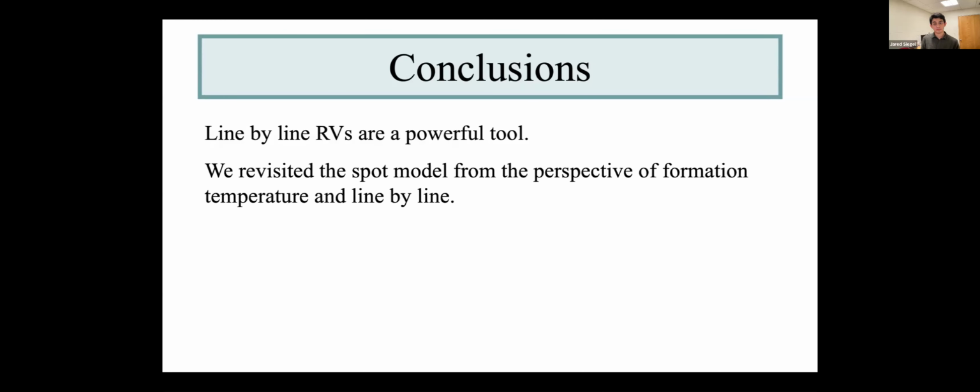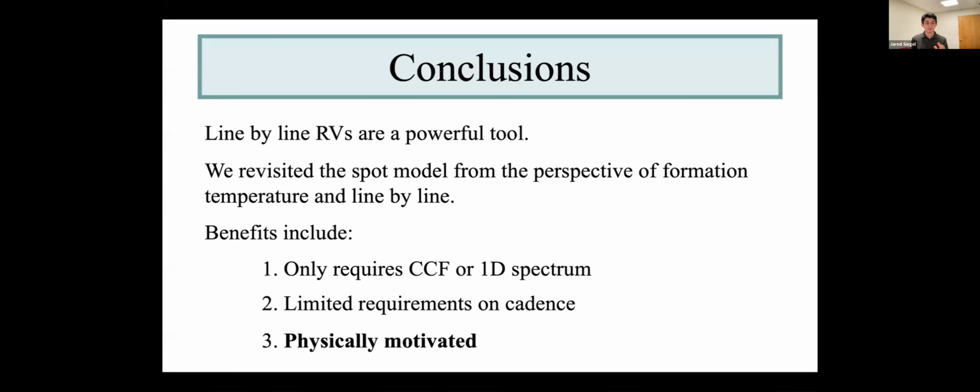I then introduced this rotation-convection model, this new way of trying to tackle rotation modulation by combining the spot model from FF prime with a lot of ideas about formation temperature. And we saw that we had 3 main benefits. The first really is this point I've been harping on the whole talk about accessibility. This can run completely just using the cross-correlation functions or the 1D spectrum. It also got rid of that first derivative requirement, so we can now operate at a wide range of observing cadences. But lastly, and most exciting to me at least, it's physically motivated.